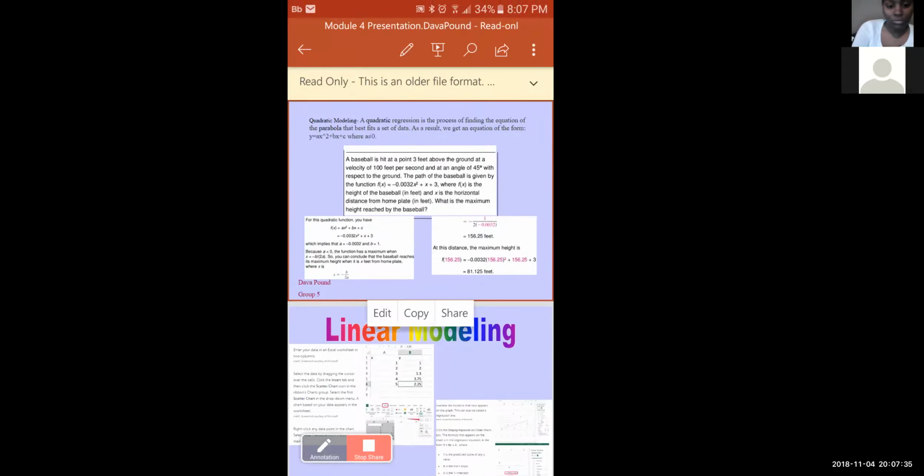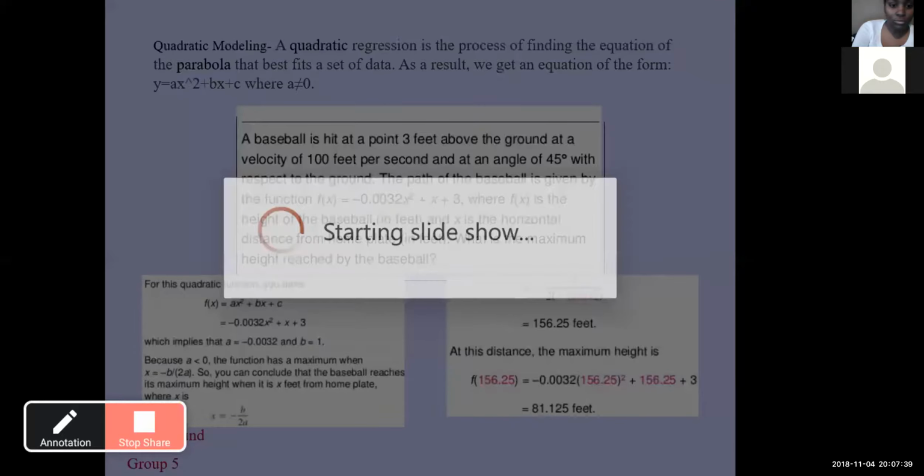For the quadratic, really? What did it just say?